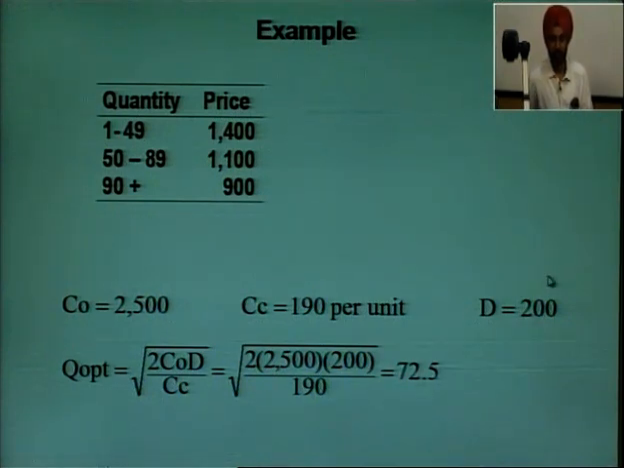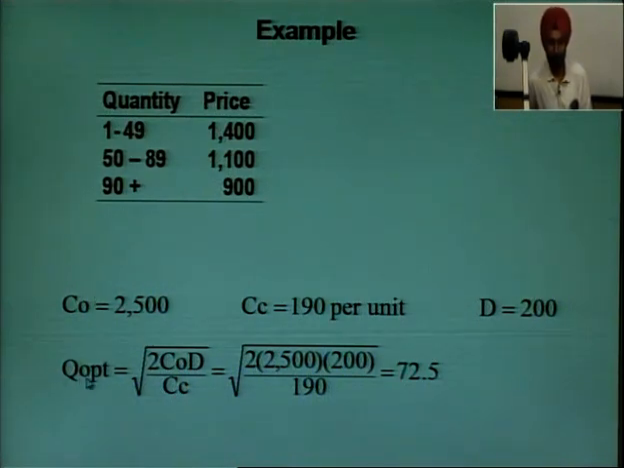Let us say this is a case of computers. Total annual demand is 200, for instance. Now, in that case, what do we do where there is a price variation? First of all, we find Q optimum for the slab, starting with the first one.